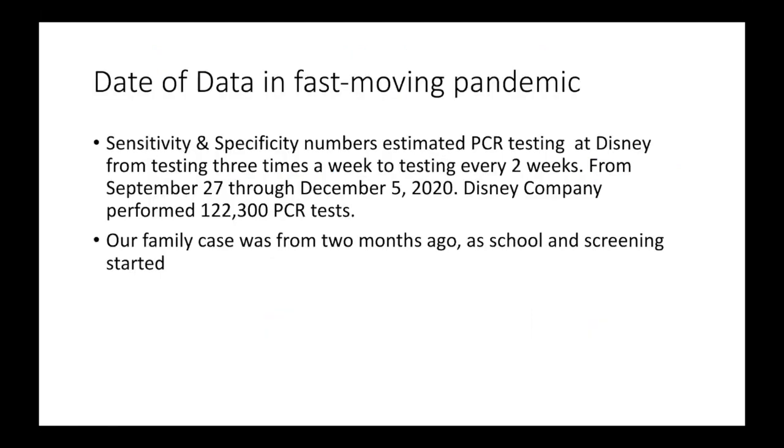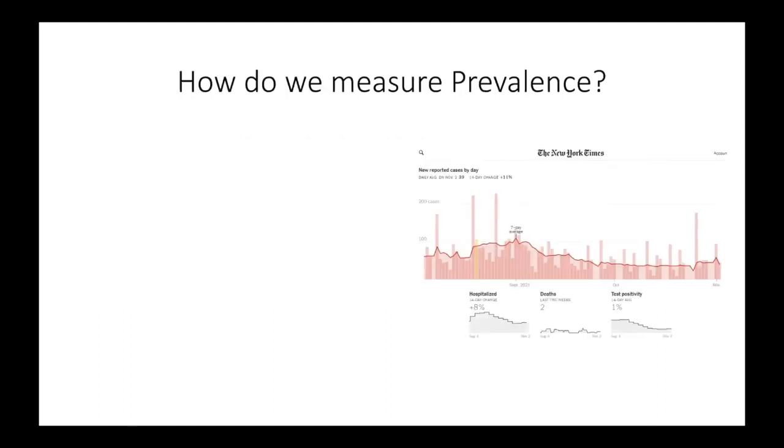Okay, so as I said, the data we're dealing with is old, right? From Disney, it's from almost a year ago, and our family case was from 2 months ago. So just bear that in mind. The sensitivity and the specificity at those times may have been slightly different than what they are now in Yolo County. And the prevalence in Yolo County is about 1%.